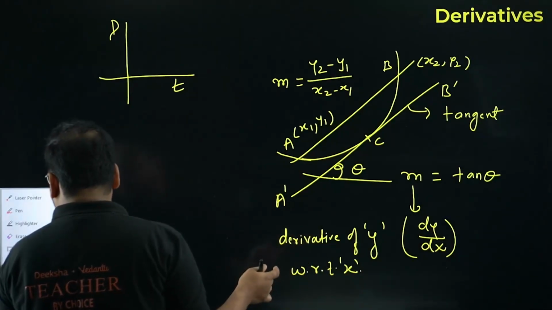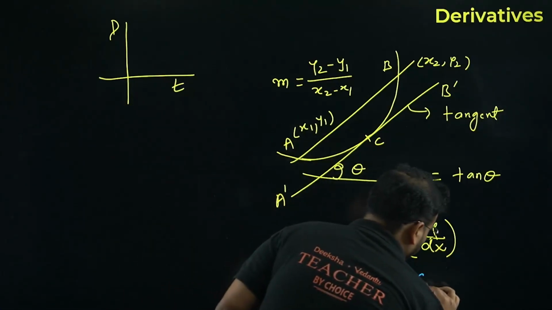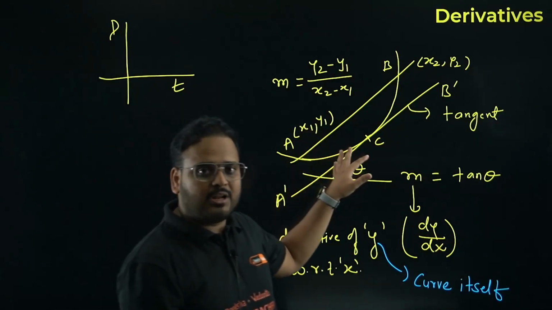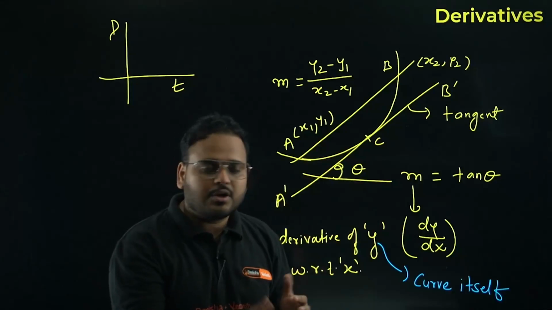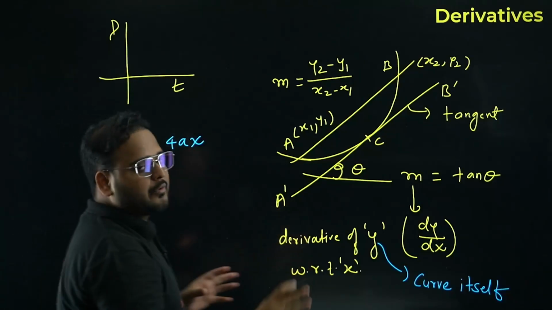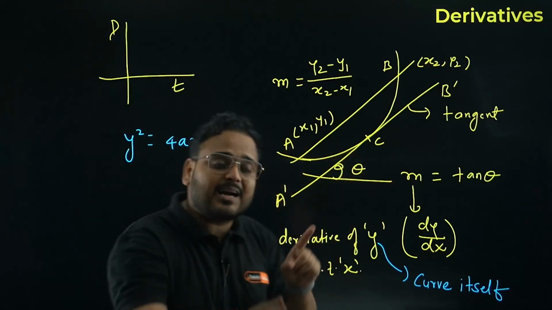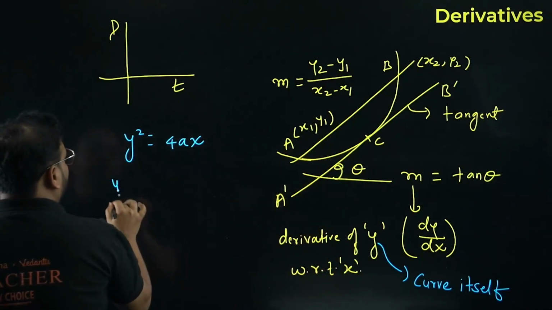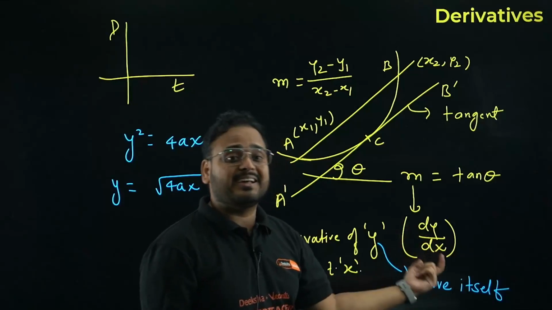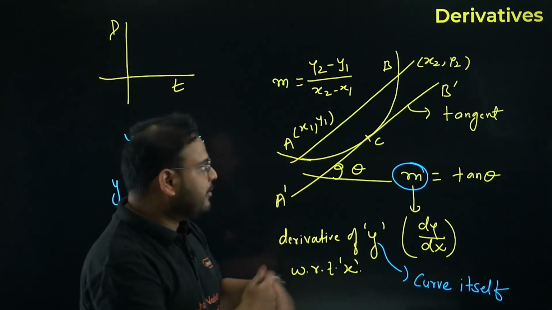Now what does y represent here? Very simply, y represents the curve itself. If you take the curve's equation, if it is a parabola, you'll have a parabolic equation; for a circle, you'll have a circular equation, like x square plus y square equals some constant. So whatever the equation given to you, you differentiate it by making y the subject. Then you get the value of the derivative, which is basically going to be the slope.